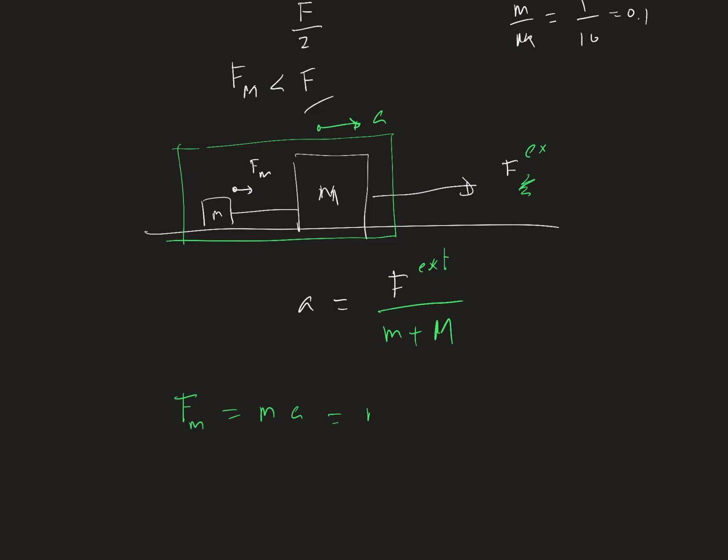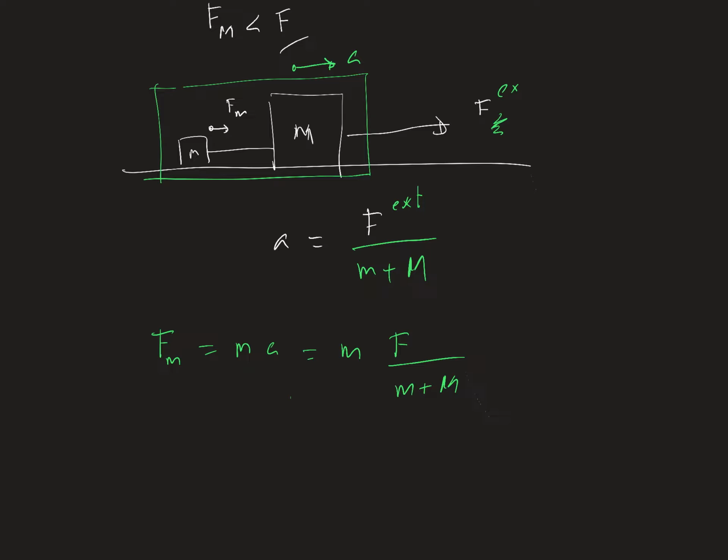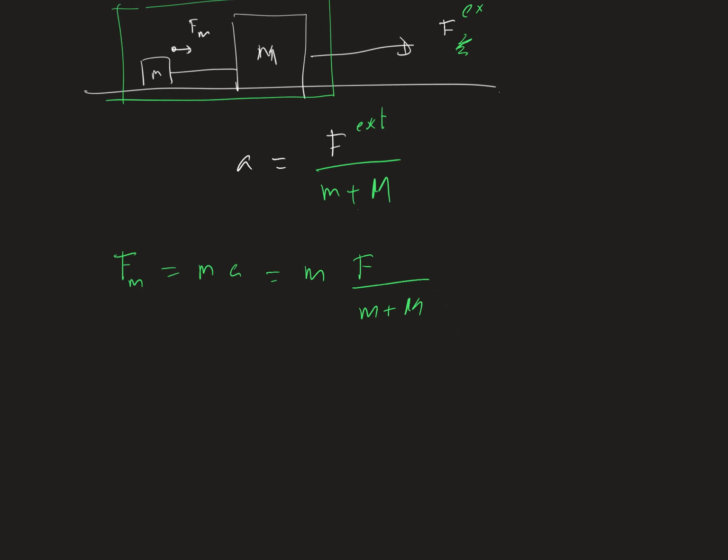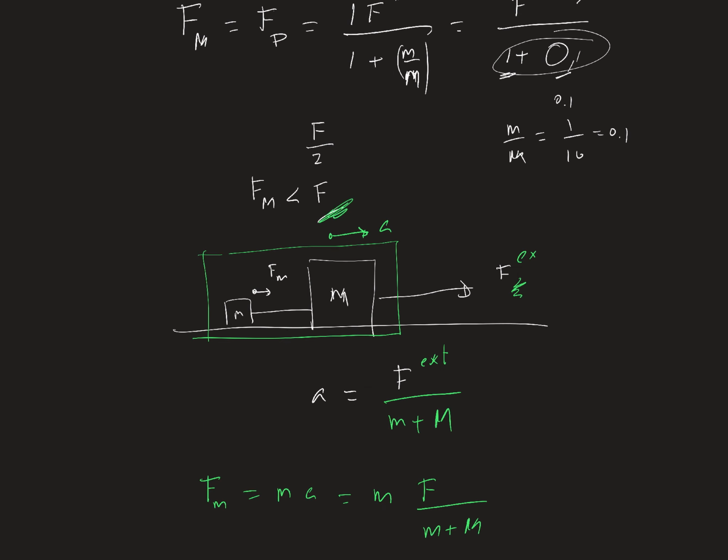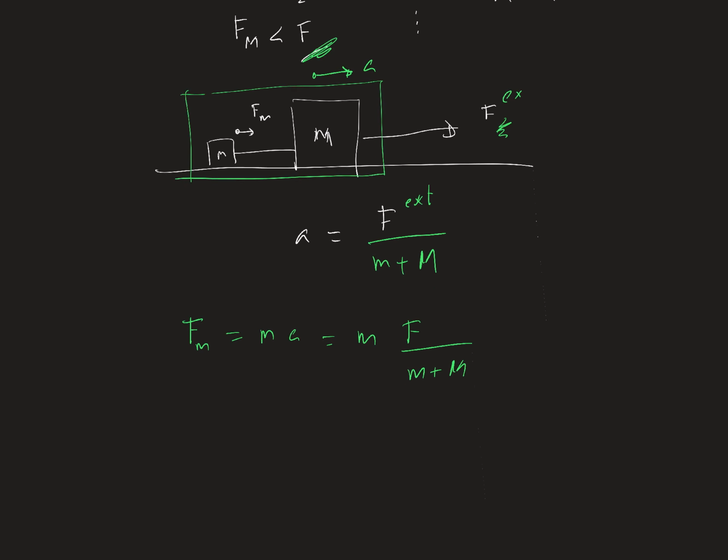The mass by the acceleration, F divided by m plus m. Now, let's evaluate if this is bigger than F or smaller than F. Before, in the first case that we studied, the force acting on this one was smaller than F. Now the force is smaller also.